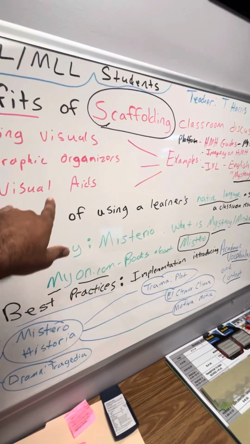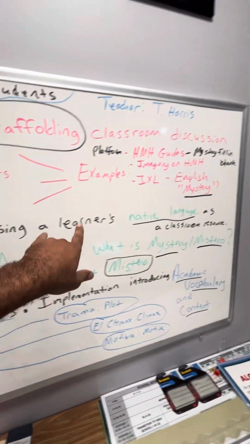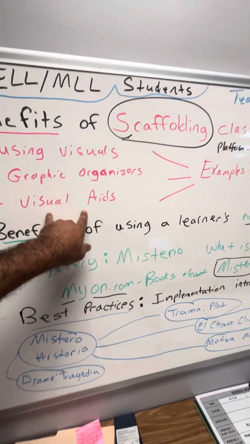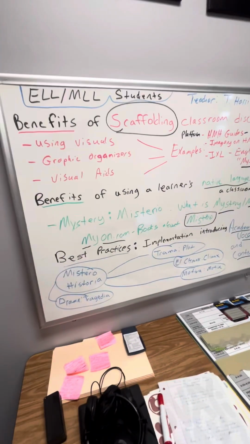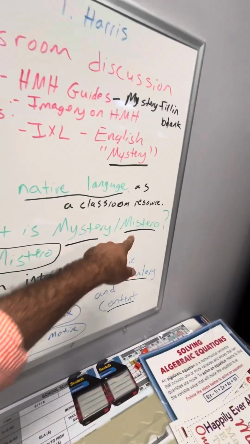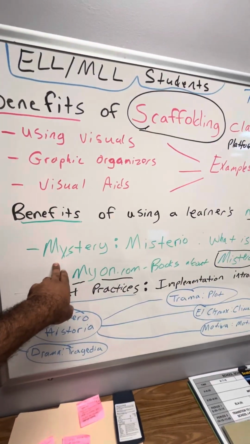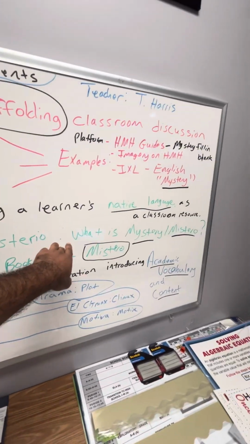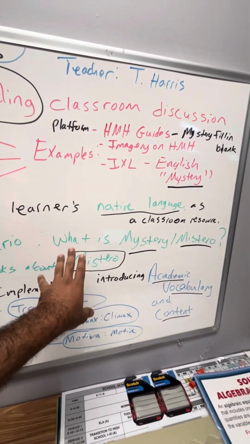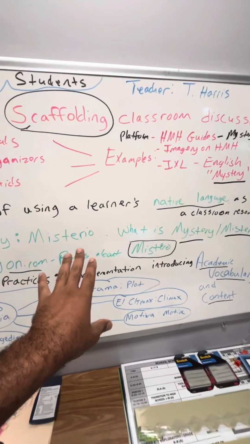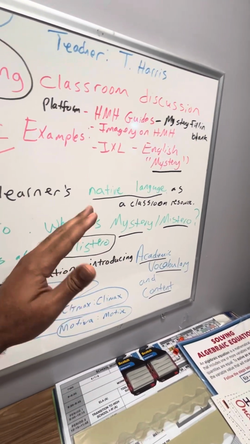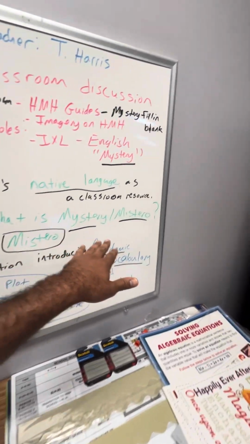Graphic organizers, I will explain better later on when we get into the native language and other visual aids. Secondly, benefits of using learners' native language as a classroom resource. Mystery, for example, as I mentioned, misterio. A lot of times you have an essential question that drives the discussion, in which you can group the kids, ELL and MLL. You can group them by high or low level, depending on their understanding of Spanish.